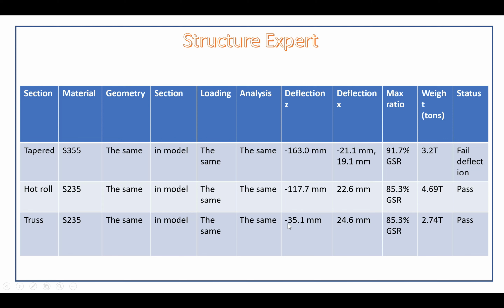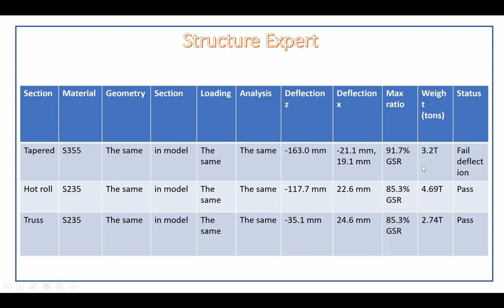In Z direction it is only 35.1 millimeter, and for the maximum ratio we can check the section design in elastic or in plastic or in interaction, but almost all are controlled by global stability resistance. Global stability resistance controls the design of those three frames: taper, hot glue, and truss.